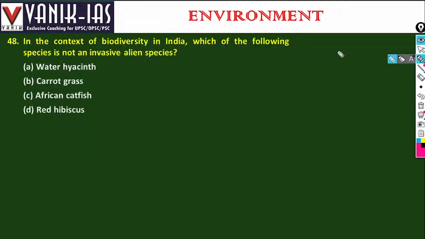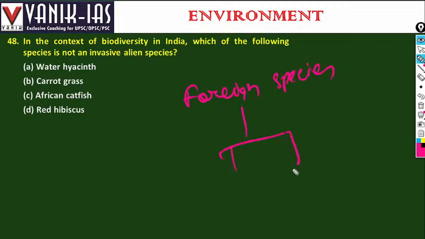In the context of biodiversity in India, which of the following species is not an invasive alien species? Water hens. What is an invasive species? That is a foreign species, right? Foreign species. So when it enters into a particular environment, it may grow significantly, or may witness a very high growth, or it may not survive.